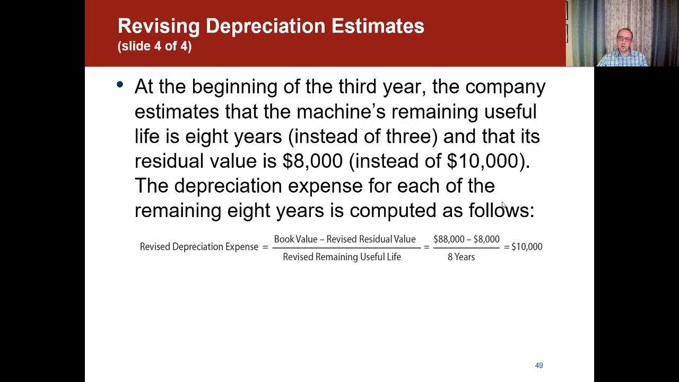So at the beginning of the third year, the company estimates that the machine's remaining useful life is 8 years instead of 3. Because remember, initially we thought it's 5, and then after the second year, we realized, you know what, this can work for more than 3 years. It actually can work for another 8 years. So in this case, we have to extend the useful life of the asset.